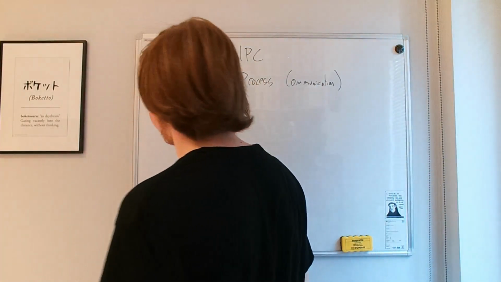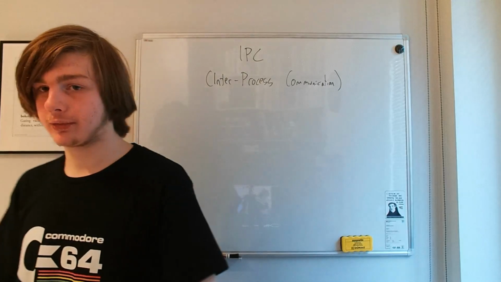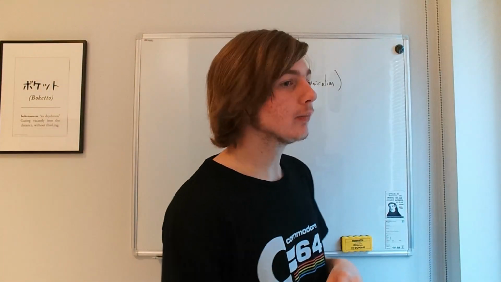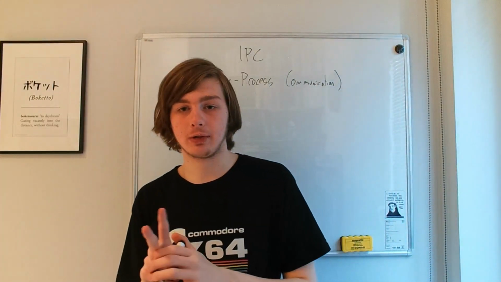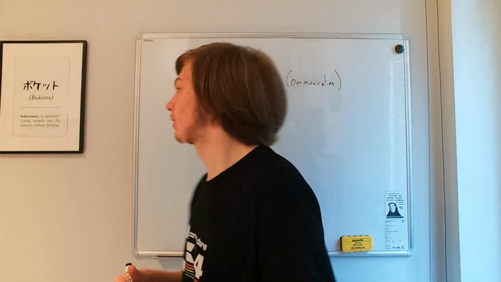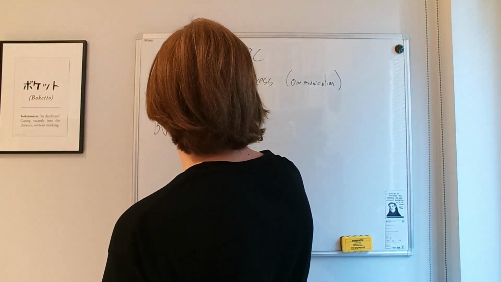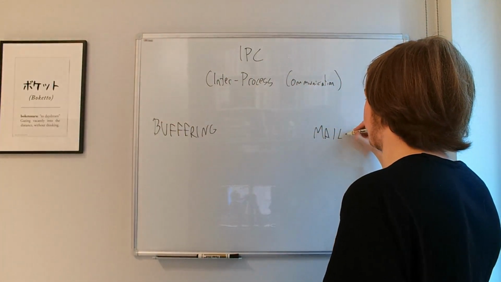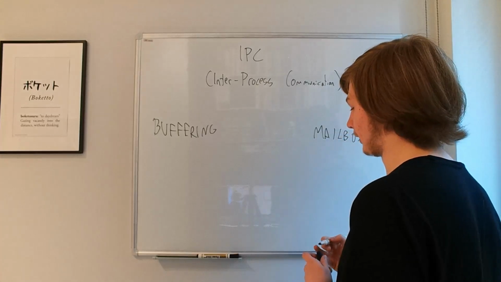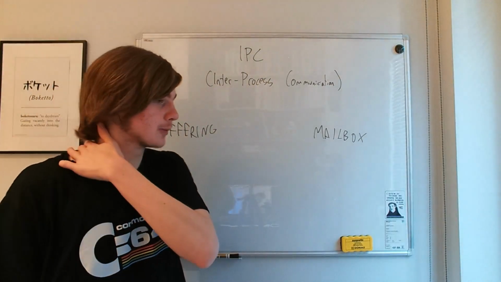So if I have some two processes P and Q, they could obviously want to send a message to each other. There are two basic solutions to inter-process communication. You could have some sort of buffering, or you have something which is a mailbox, or something akin to a mailbox.